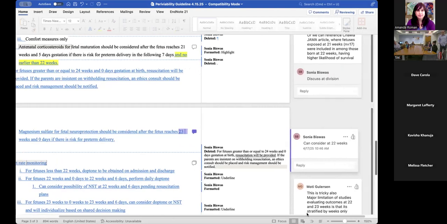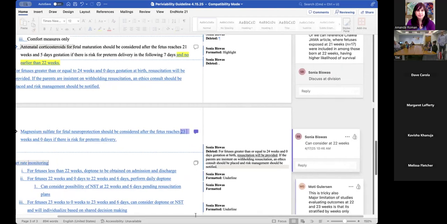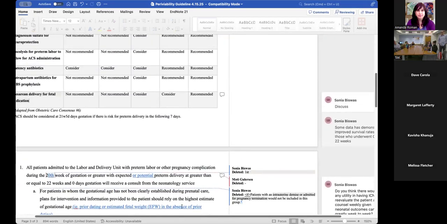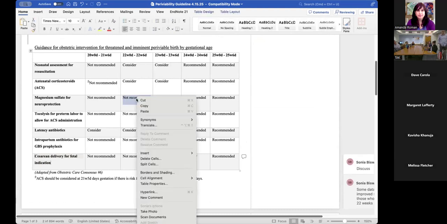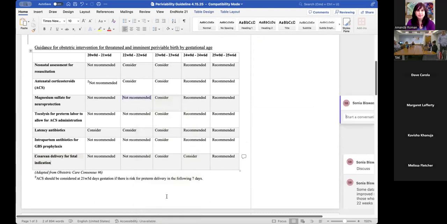Maybe actually the best thing is to go back to the table to see. Yeah, so in the table, it's not recommended at 22 weeks. I would say consider there as well, I guess make those changes.